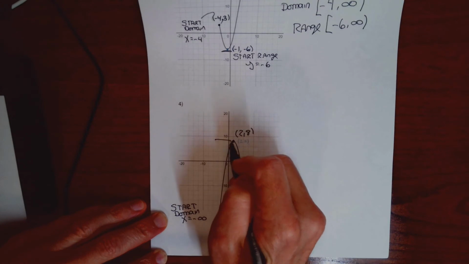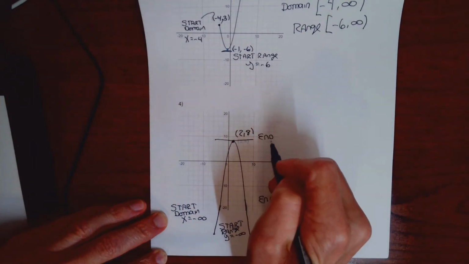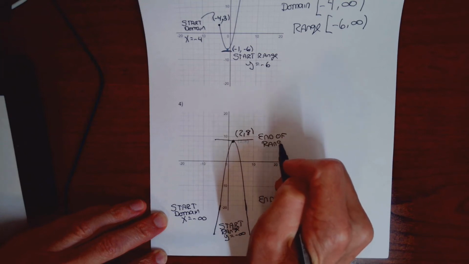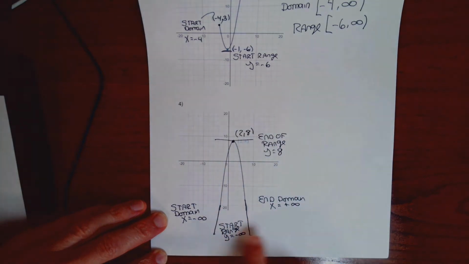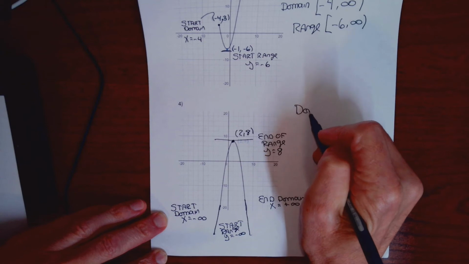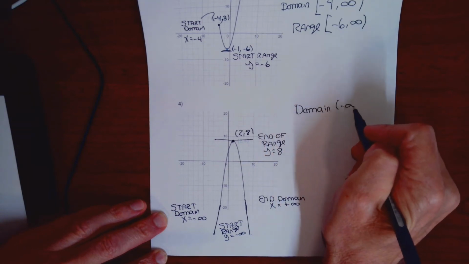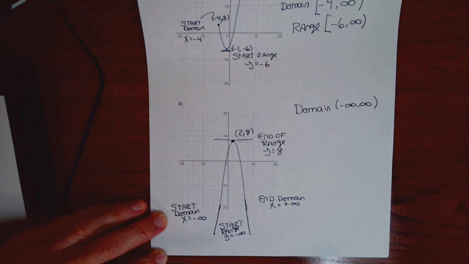There is a solid top to this. The top of the graph gives me the end of my range. And the y-coordinate of that point at the top is what I need. It's going to be y equal to 8. So my domain is going to go from negative to positive infinity. And infinities always get round brackets. There's no concerns there. So the domain is all real numbers, or negative to positive infinity.